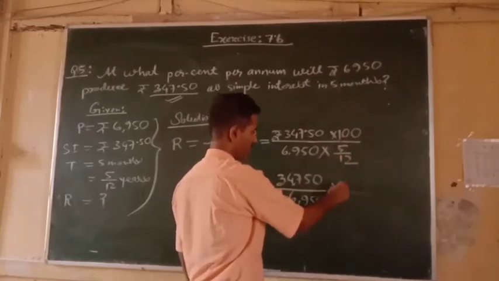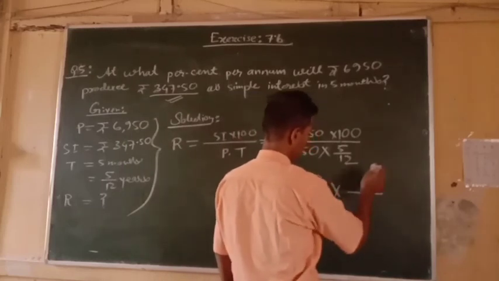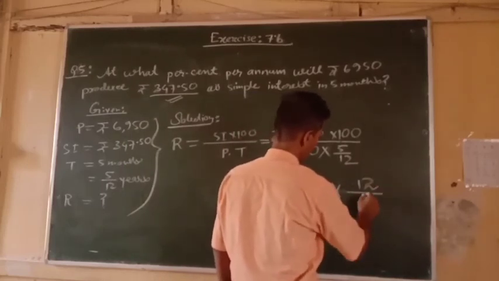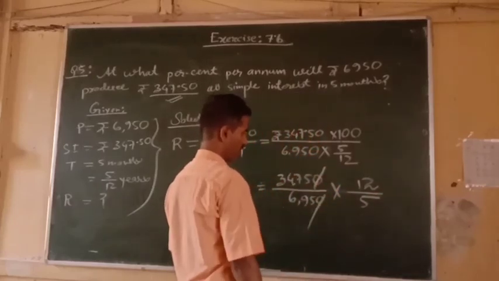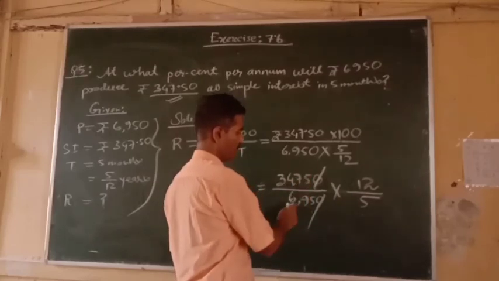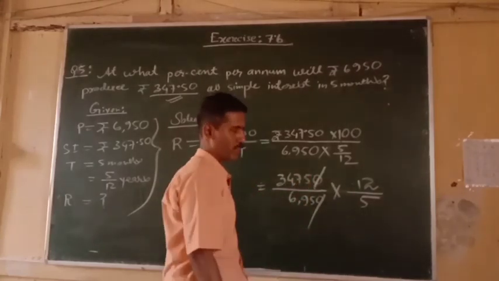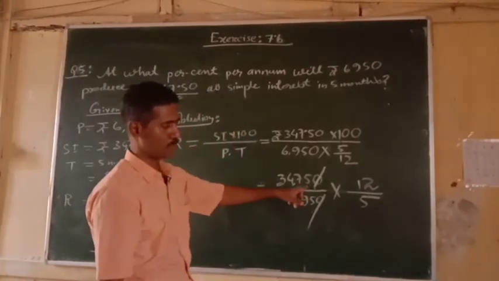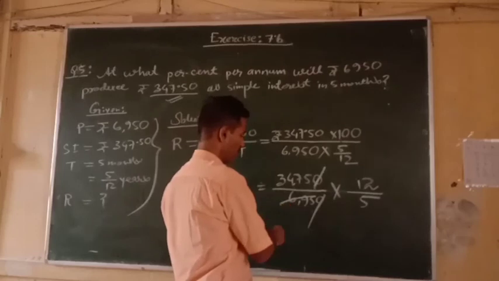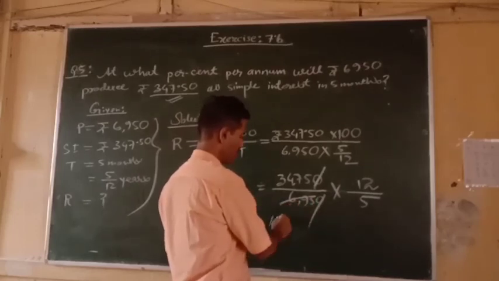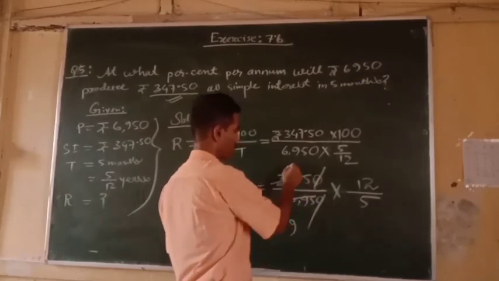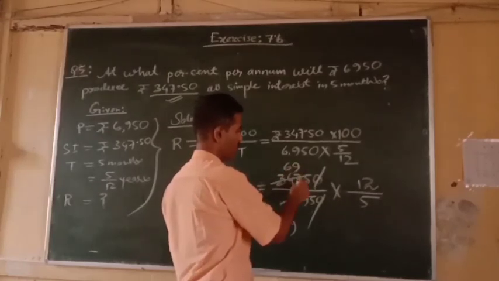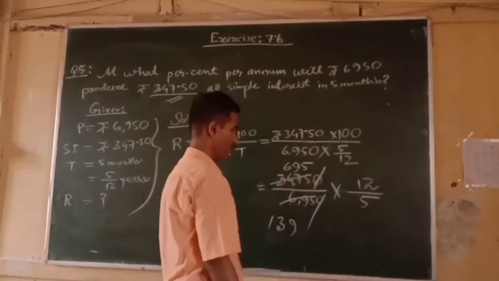It is a division sign. Dividing turns into multiplication, so the next fraction has to be written in reciprocal order: 12 will go to the numerator and 5 will come to the denominator. The zeros cancel. Now 3,475 and 6,095 are both divisible by 5. We know the divisibility rule: a number is divisible by 5 if its ones digit is either 0 or 5.